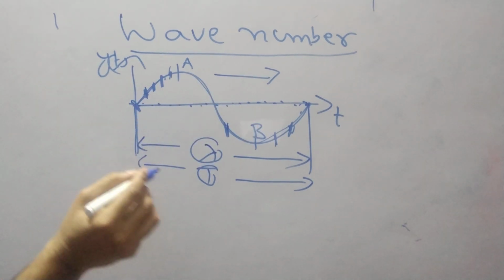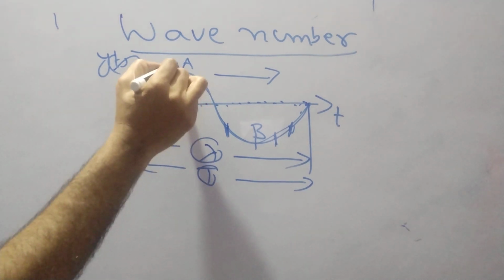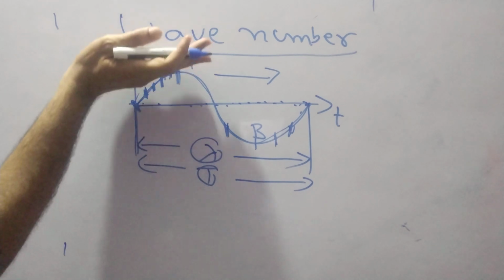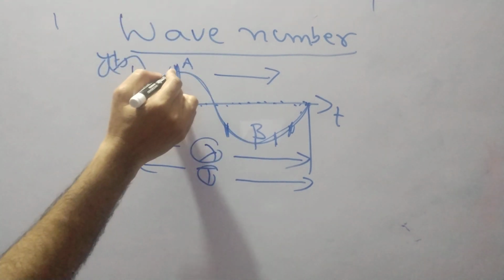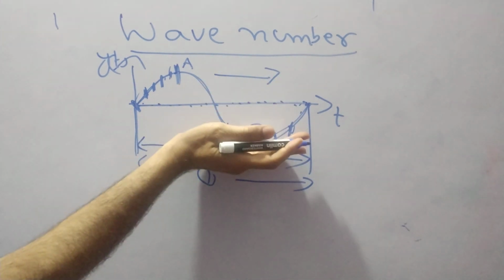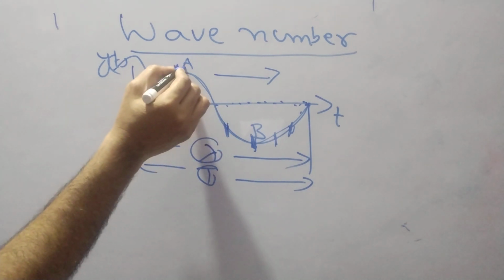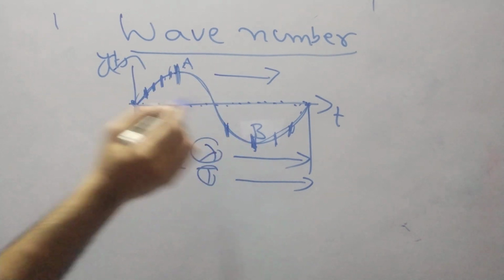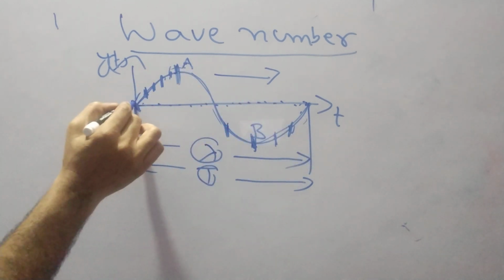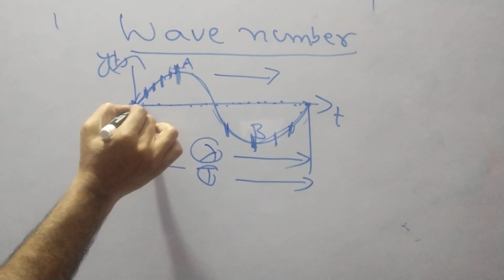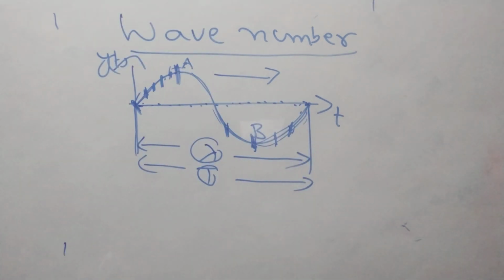Now, this complete cycle means it should contain one crest. Crest means the maximum point on the wave on the upward side of mean position. So this is a maximum. This is the maximum in the downward direction. So A and B are known as maximum points here. A is known as the crest, B is known as the trough. So if the wave contains one crest and one trough, and the starting and ending points are on the mean position line, then we can say it is a complete cycle of a wave. One wave we can say.